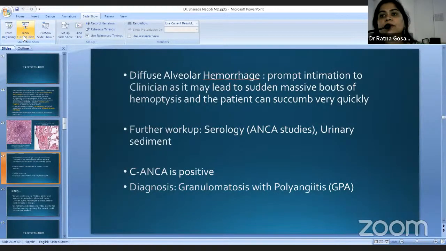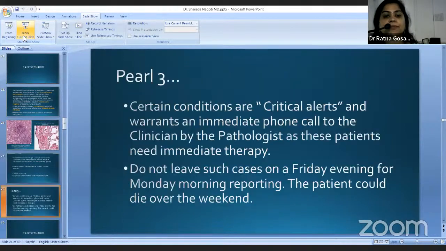With diffuse alveolar hemorrhage, there should always be a prompt intimation to the clinician, as it may sometimes lead to sudden massive bouts of hemoptysis and the patient may succumb quickly. So the pulmonary pathologist immediately communicated to the clinician, and a further workup was suggested: serology and urinary sediment. C-ANCA was positive and the case was signed out as granulomatosis with polyangiitis. So this is a case of GPA, previously called Wegener's granulomatosis.